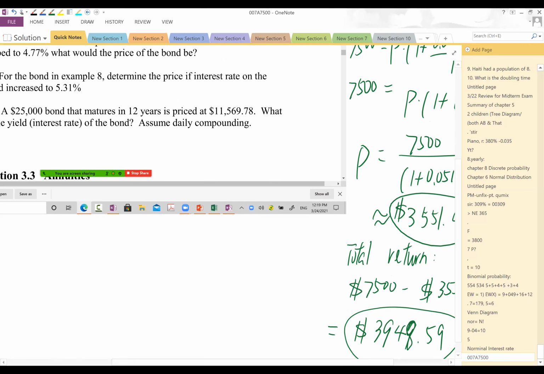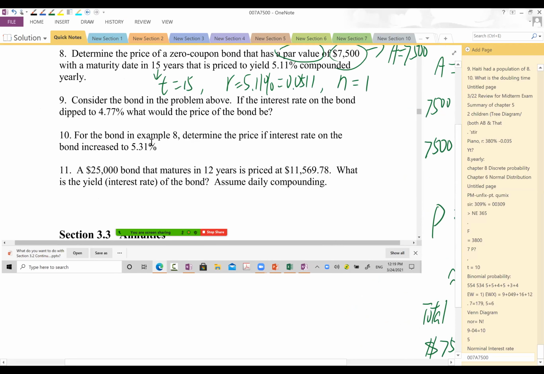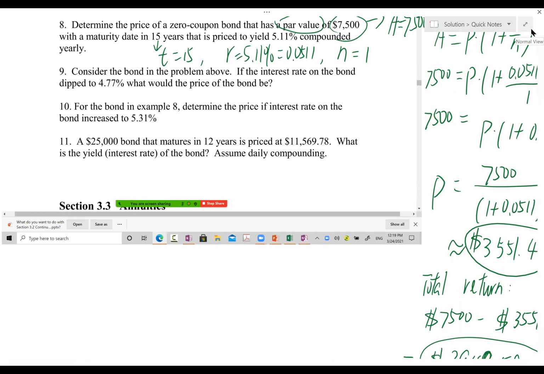Okay, and then question 10. For the bond in example 8, still, we're talking about the same bond. Now, determine the purchase price if the interest rate on the bond increased to 5.31%. According to the empirical rules, the higher the interest, the lower the purchase price should be. And let's see if that's the case.